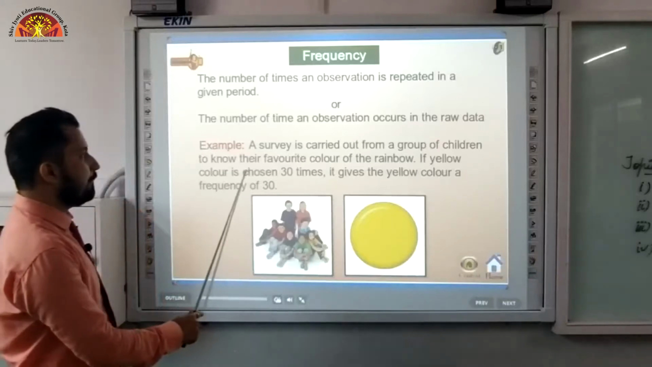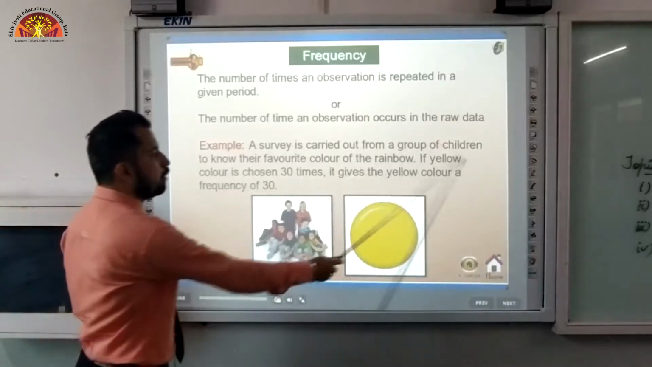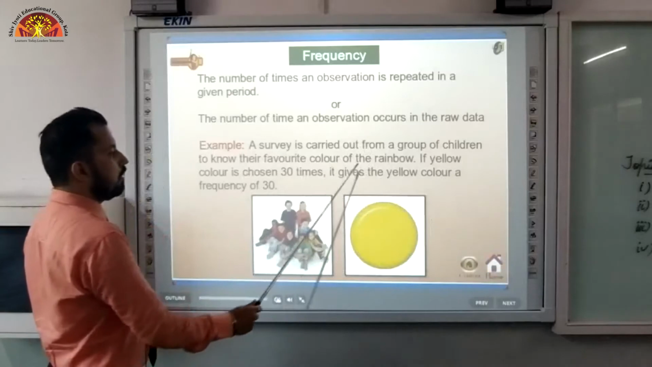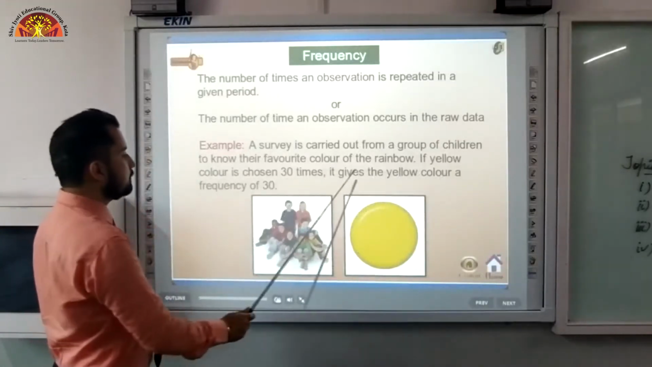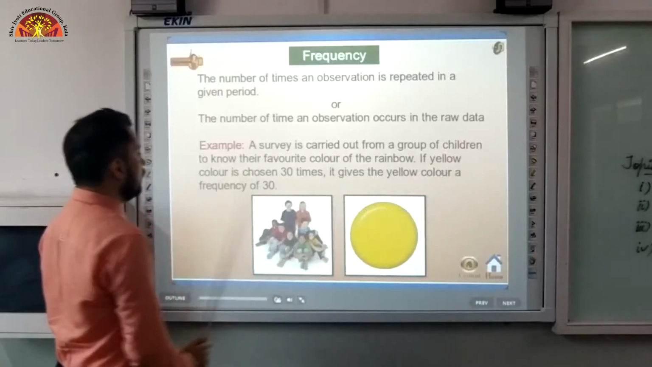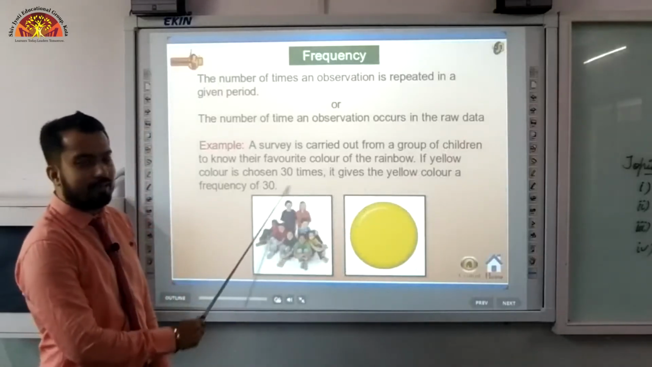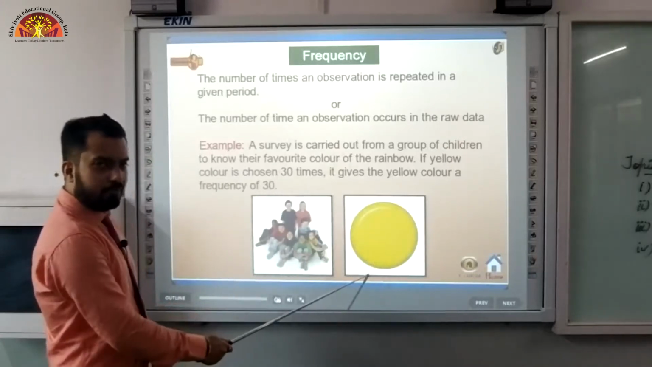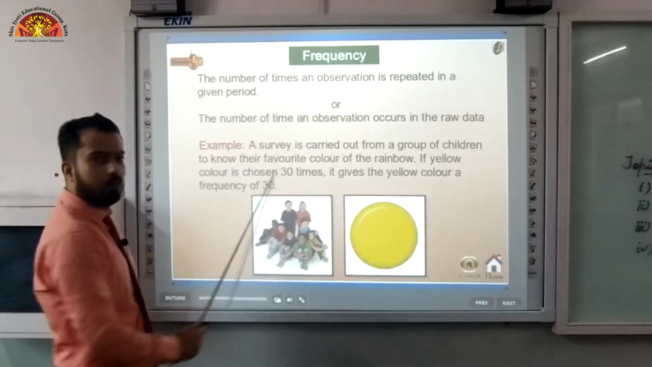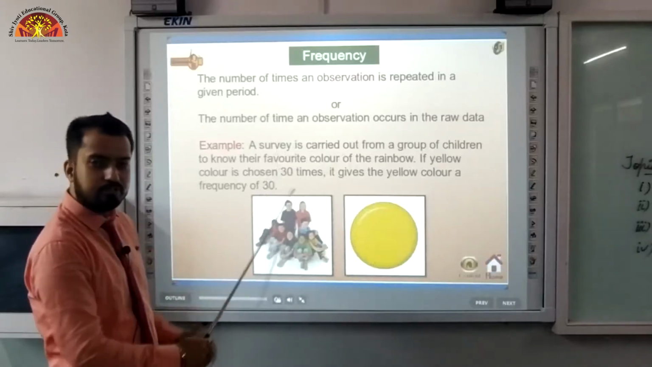As you have this example also, a survey is carried out from a group of children to know their favorite color of the rainbow. If yellow color is chosen 30 times, it gives the yellow color a frequency of 30. So the density of yellow color is 30, the repetition of yellow color is 30, that is why this is known as the frequency of yellow color, which is 30.